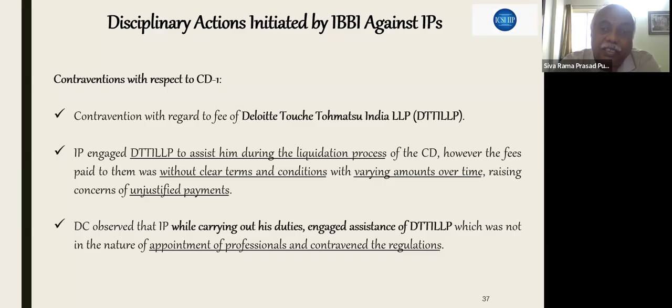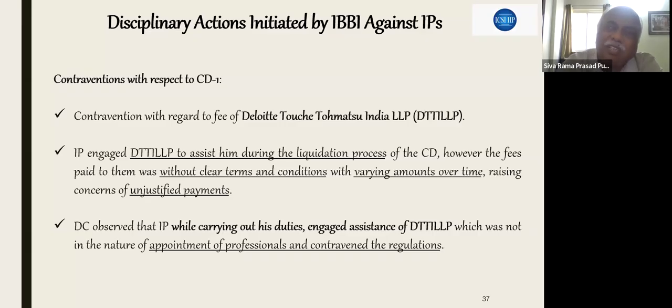IP engaged the DTTI LLP to assist him during the liquidation process of the CD. However, the fees paid to them were without clear terms and conditions. Whenever I am engaging the services of a service provider, an MOU, Memorandum of Understanding, or an agreement is required. Without an agreement, I simply took services worth lakhs of rupees, not my amount, that is the CD amount, with varying amounts over a period of time.